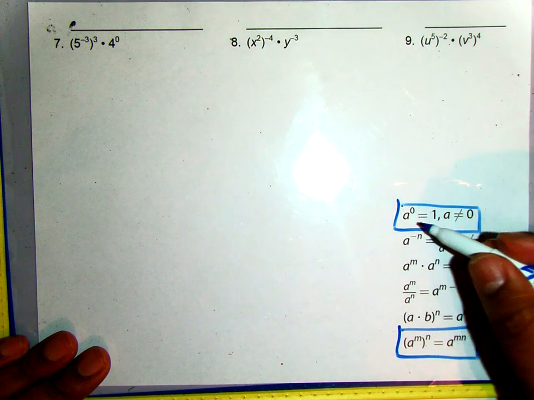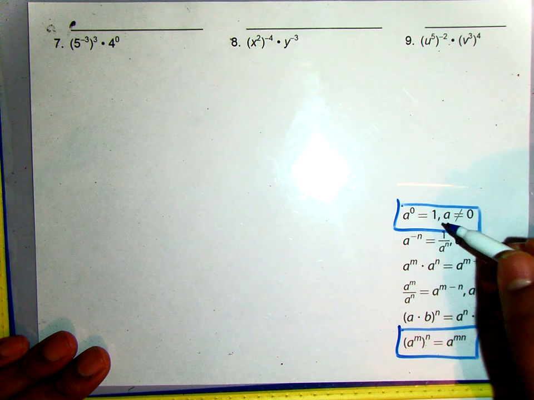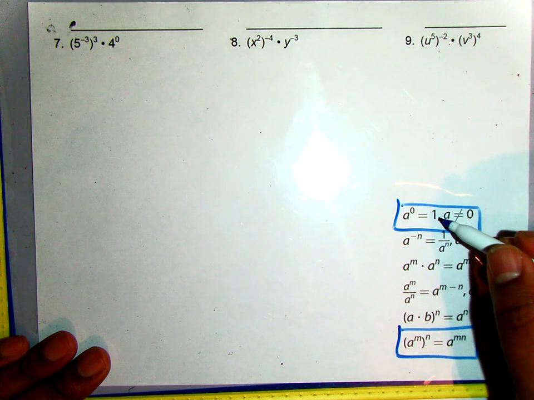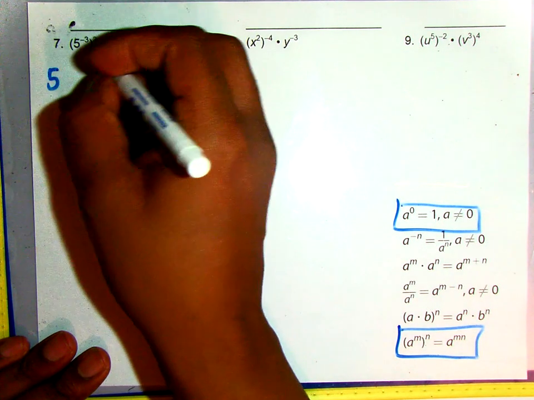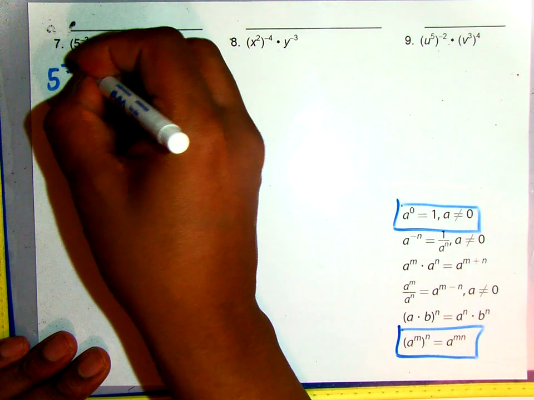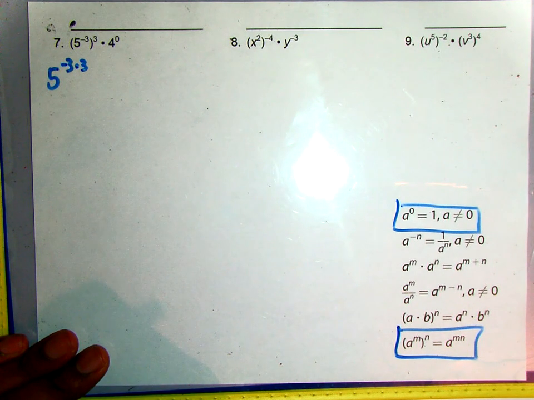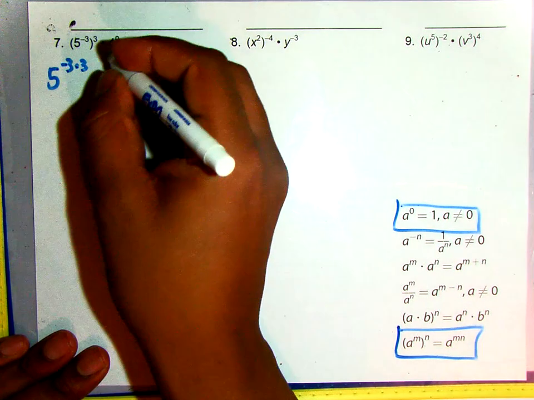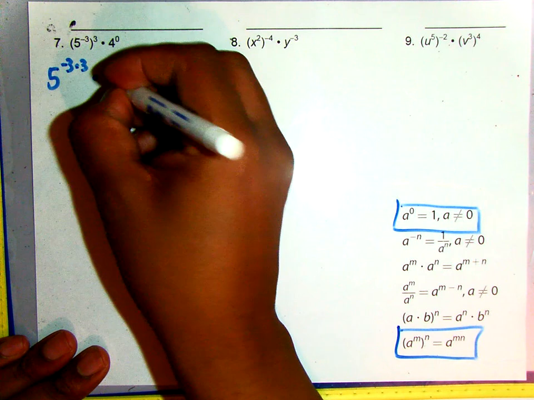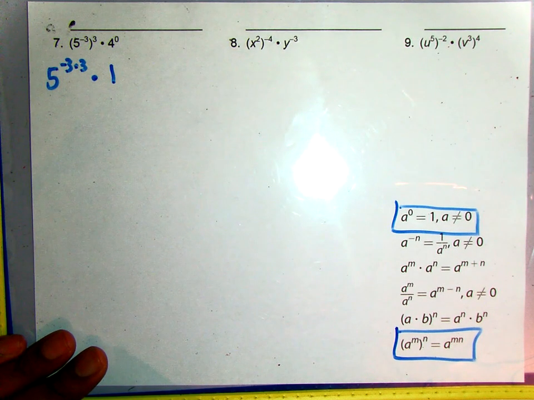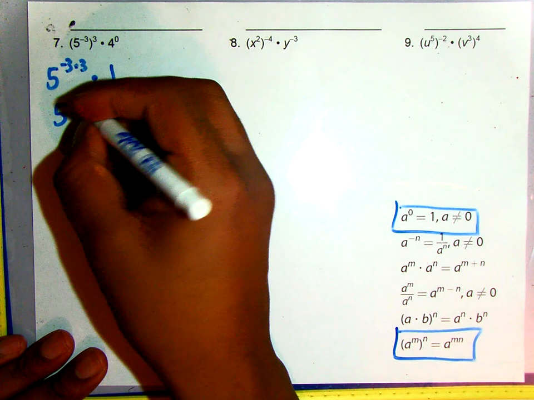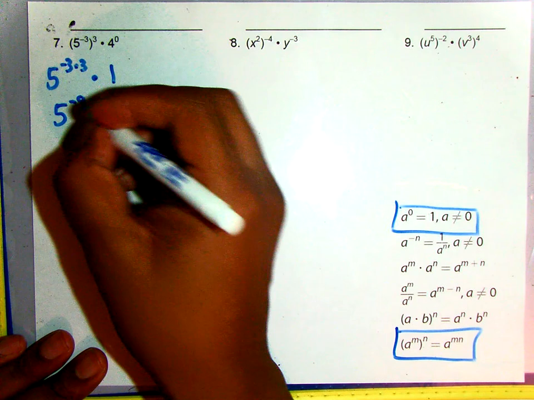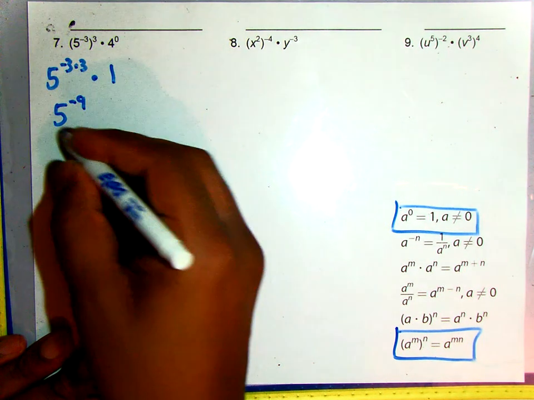We also have this 4 raised to a 0, and that's this one up here. So anytime you have a number raised to a 0, as long as it's not 0, it's going to be 1. So I'm going to go ahead and execute that. I got 5 raised to the -3 times 3. And here I've got 4 raised to the 0, which is 1. So here I get -3 times 3, which is -9. And 5 to the -9 times 1 would be that.